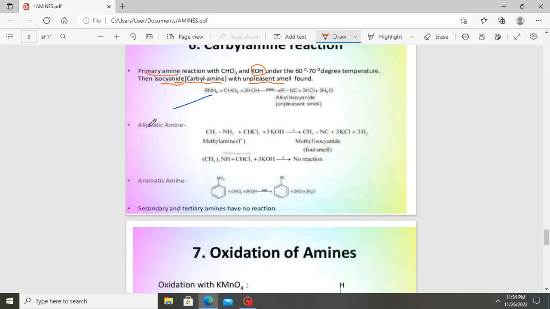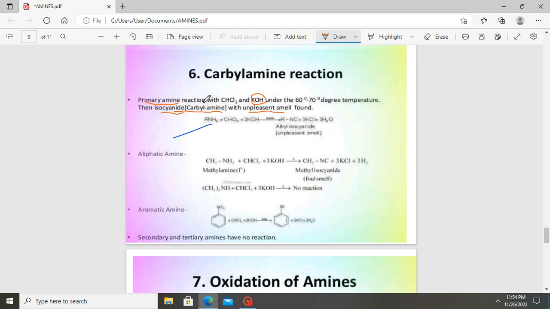Aliphatic amines can form the isocyanide. Aromatic primary amines can also form the isocyanide, but secondary and tertiary amines do not undergo this reaction. So primary amines can be distinguished from secondary and tertiary amines through a carbylamine test.